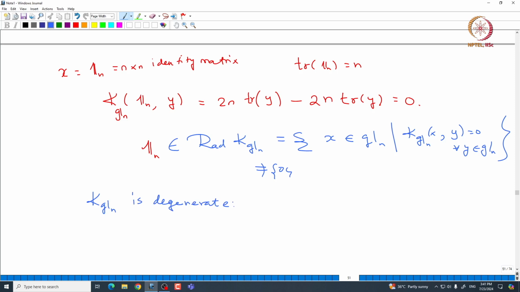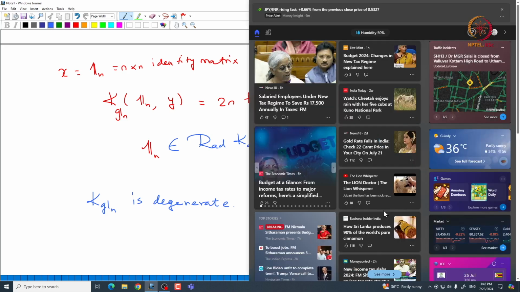But the form is actually non-degenerate when you take SLN, and it is not hard to see. Actually, SLN is nothing but the orthogonal complement of this n by n identity matrix. You can take the orthogonal complement with respect to the kappa of GLN of this identity matrix. This is just an element.